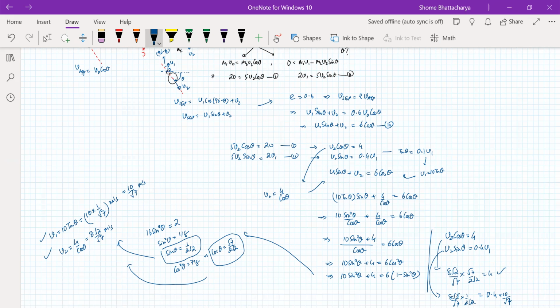Yes, so this will also work out. So the equations are consistent. So my answers are correct.